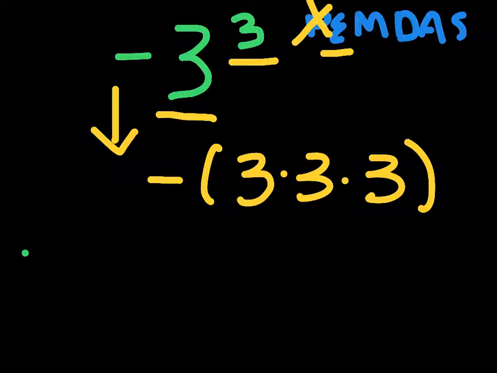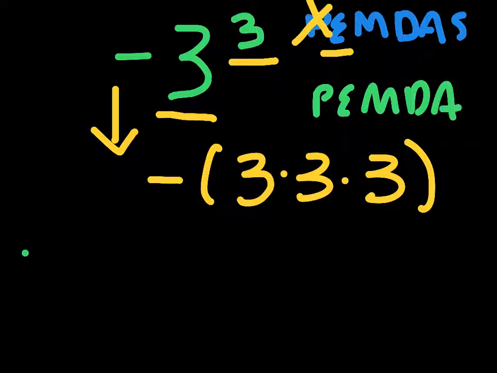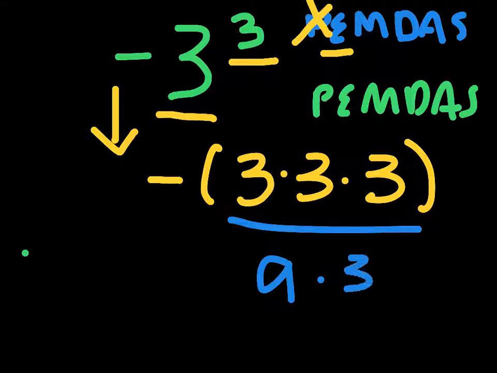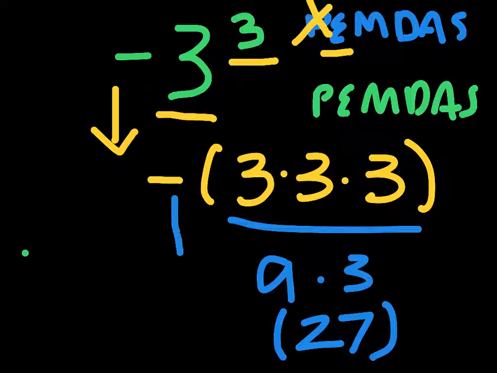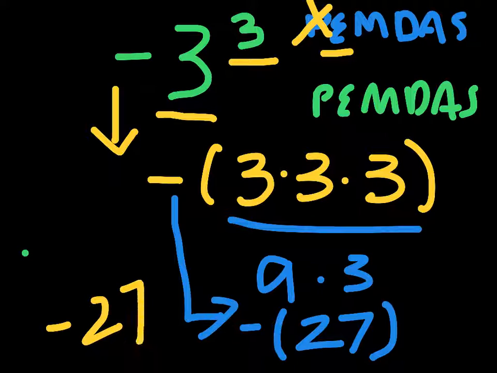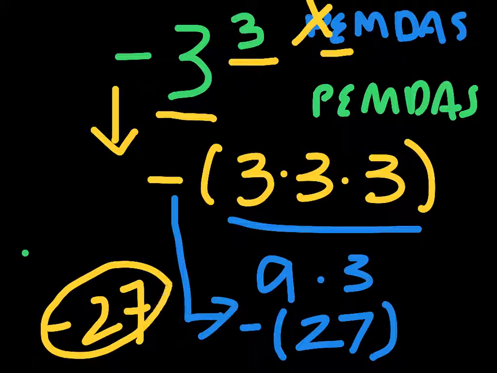Not distributive property. Again, we look at PEMDAS. Is there parentheses? Yes, so we need to do the parentheses first. So 3 times 3 is 9. 9 times 3 is 27. So now it's 27, but bring our negative down, negative 27. So the answer, negative 3 to the third power, is negative 27. Did you get the answer right?